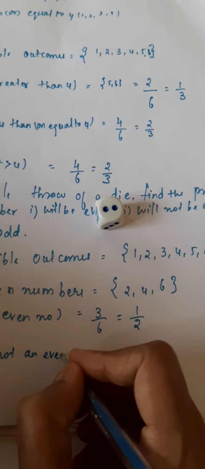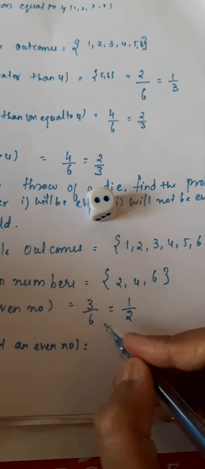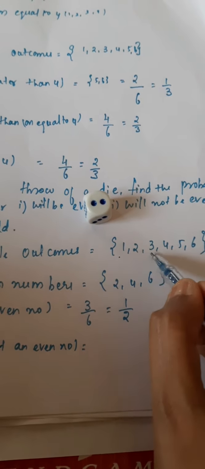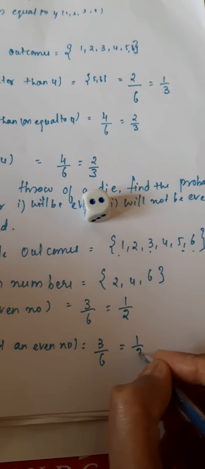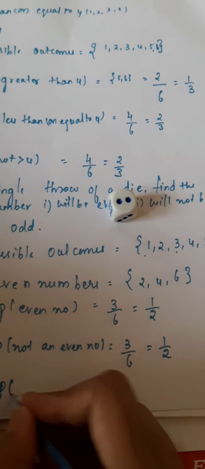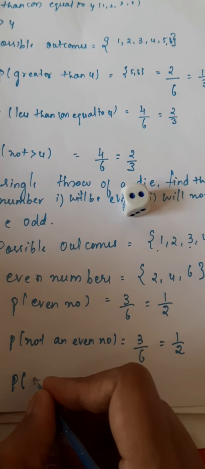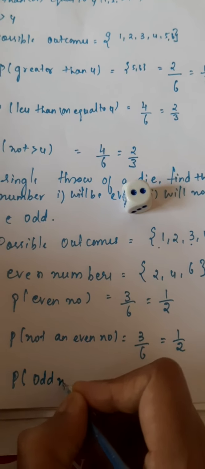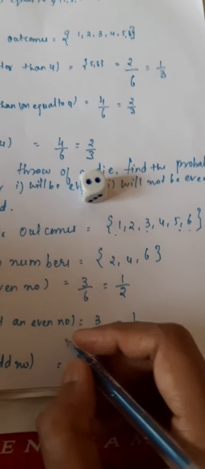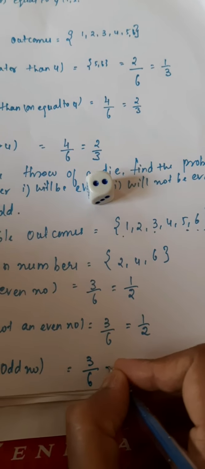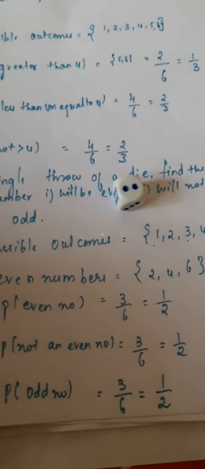Next, the probability of not an even number is, exclude these 3. So the remaining 3 are 1, 3, and 5. So again, 3 by 6, 1 by 2. Next, the probability of getting an odd number is again 1, 3, and 5. So that's going to be 3 by 6. Further simplifying, 1 by 2.